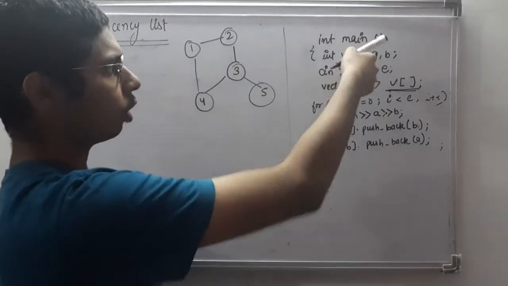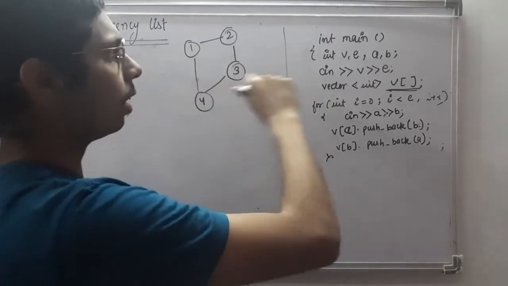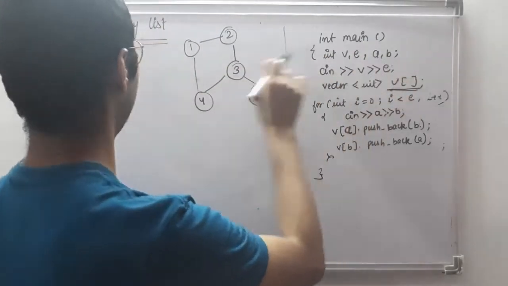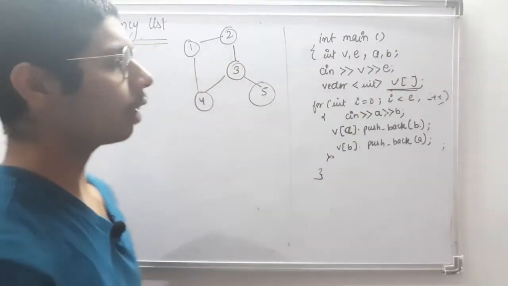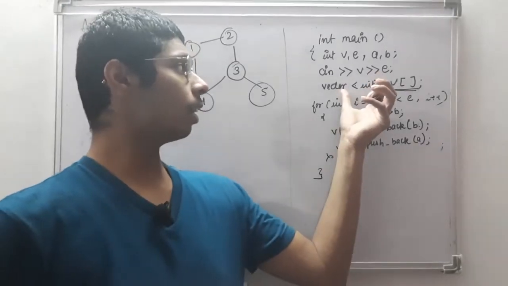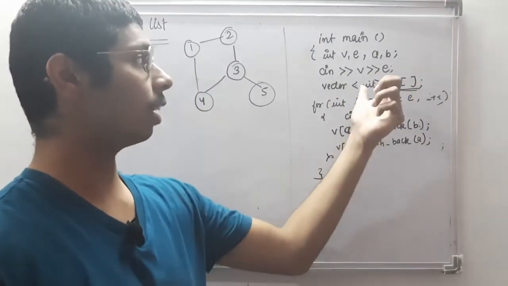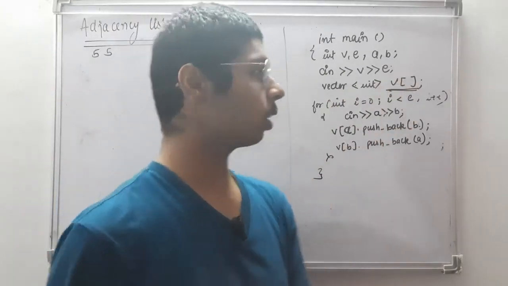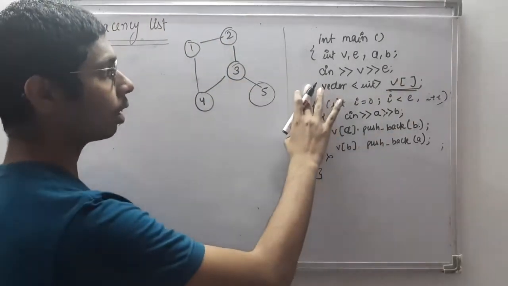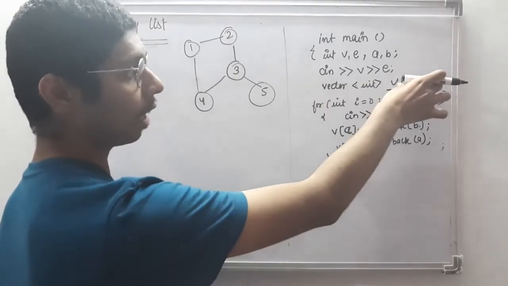First of all, the input is like this: vertices and edges are given, which we have taken. After that, we have to take the vector array, not a simple vector. We have to take the vector array. It is an important point, so you have to keep it in mind. You have to take the vector array.